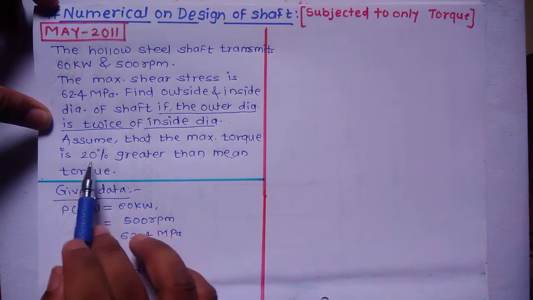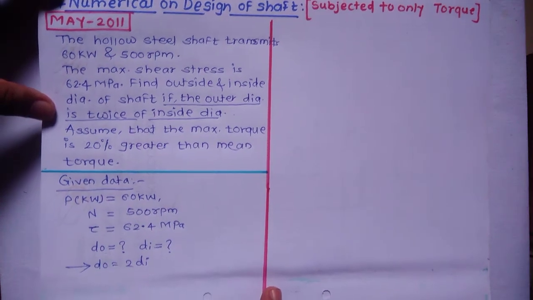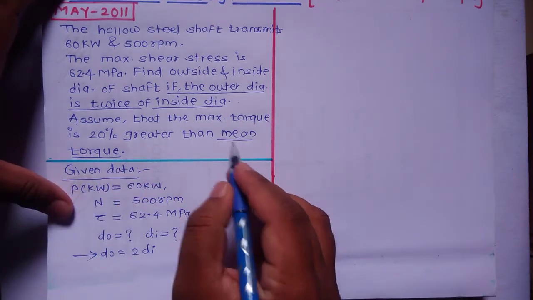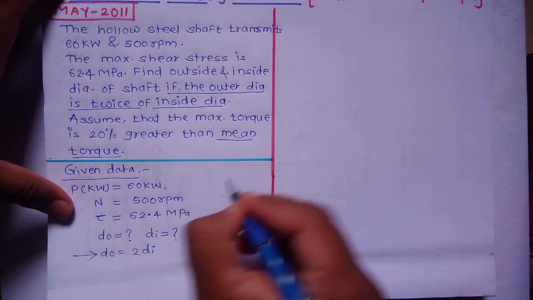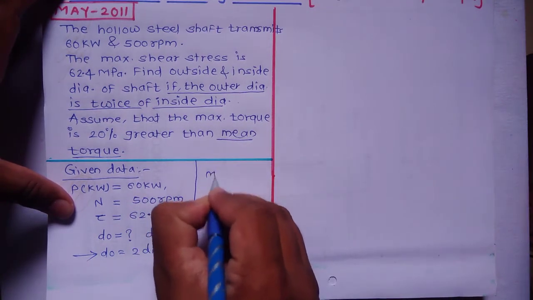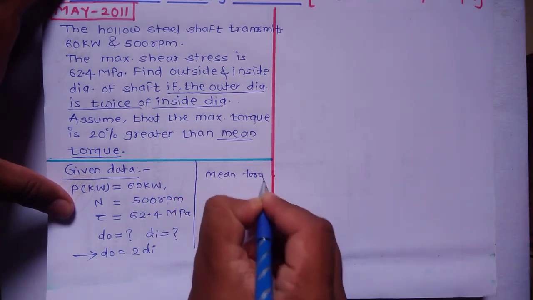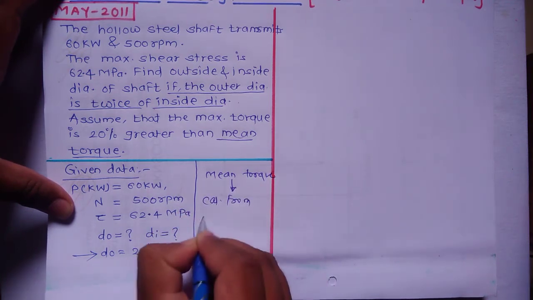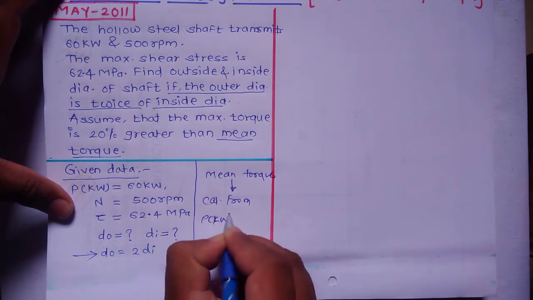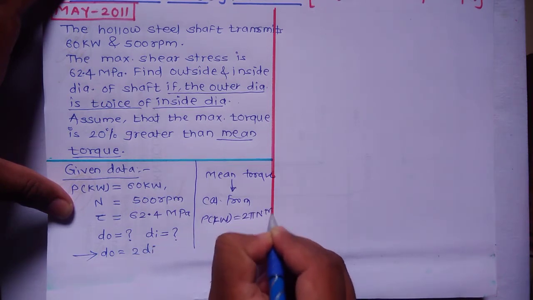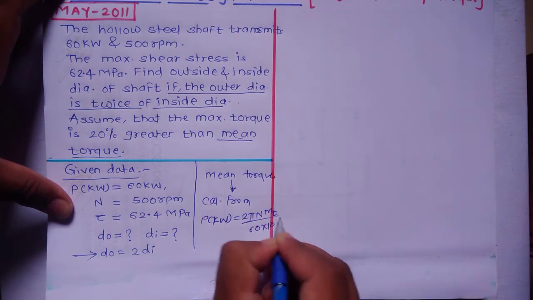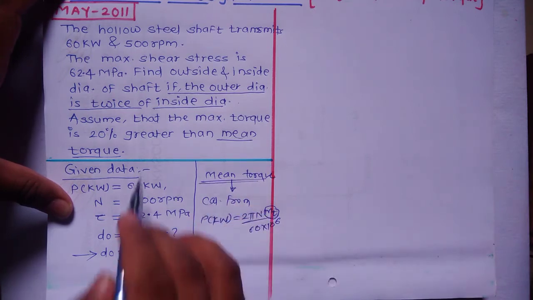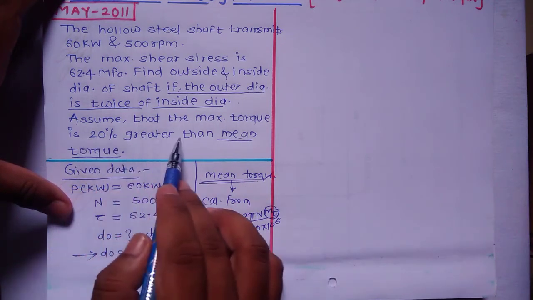Assume that the maximum torque is 20% greater than the mean torque. Now remember that whatever the mean torque is given here, that mean torque can be calculated from the power. What is meant by mean torque? Mean torque is calculated from this equation: P in kilowatt is equal to 2 pi N MT upon 60 into 10 raised to 6. Whatever torque is calculated from this equation is nothing but the mean torque. And here it is given that the maximum torque is 20% greater than the mean torque.